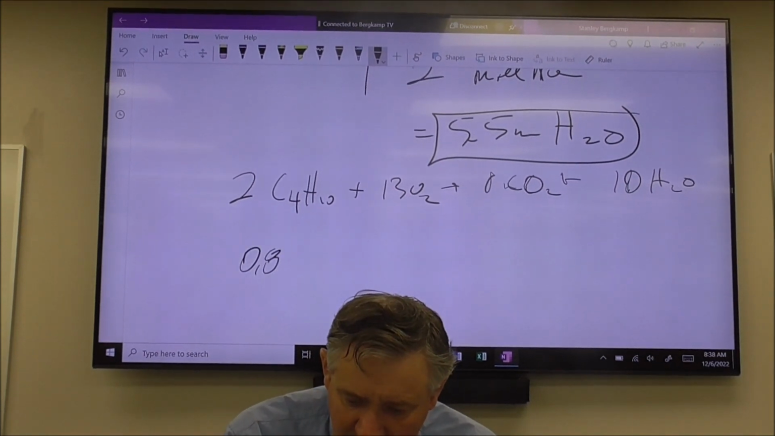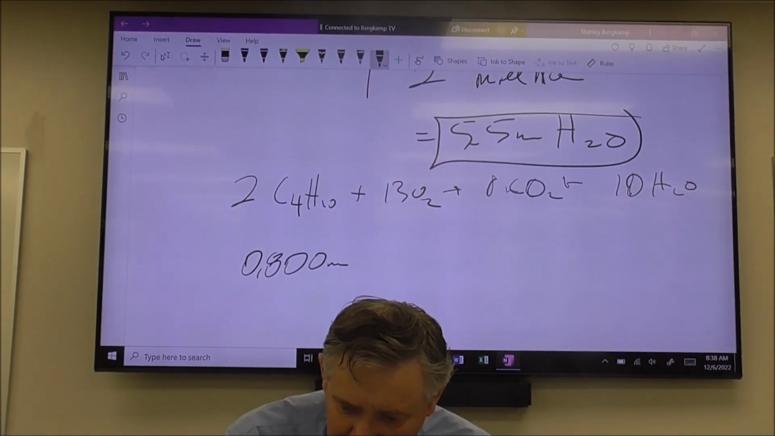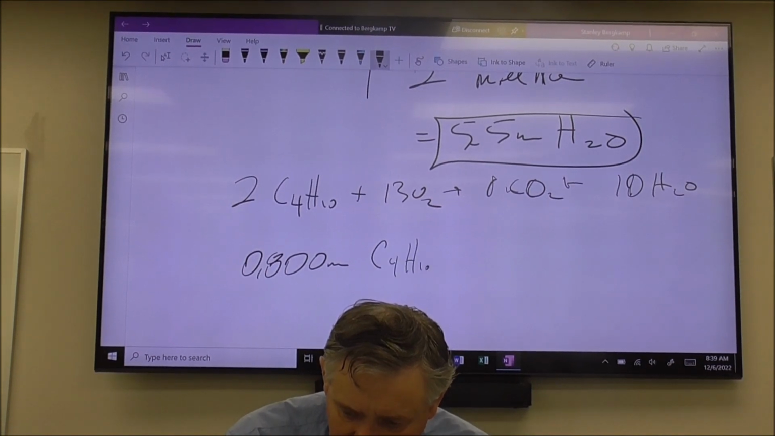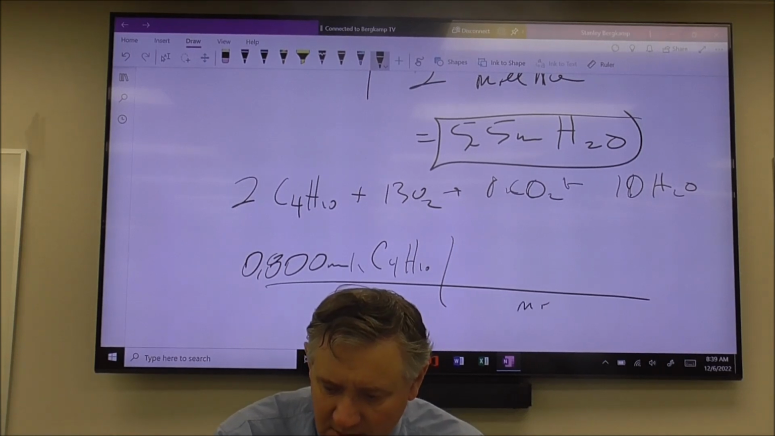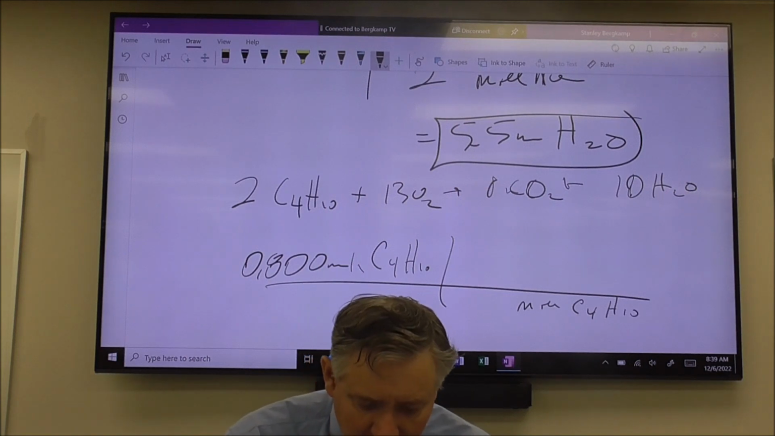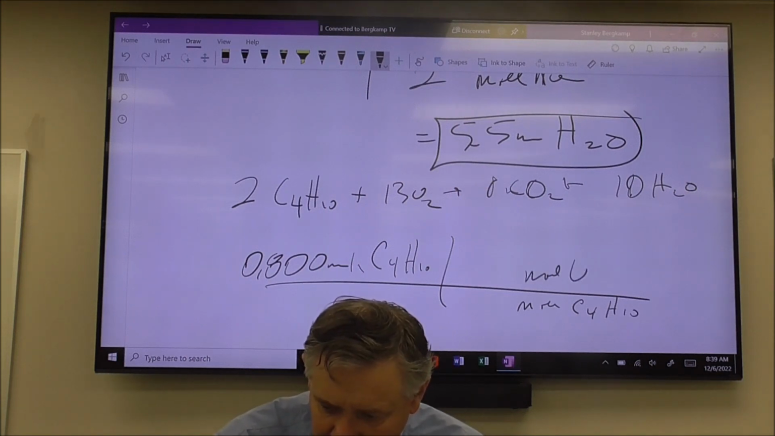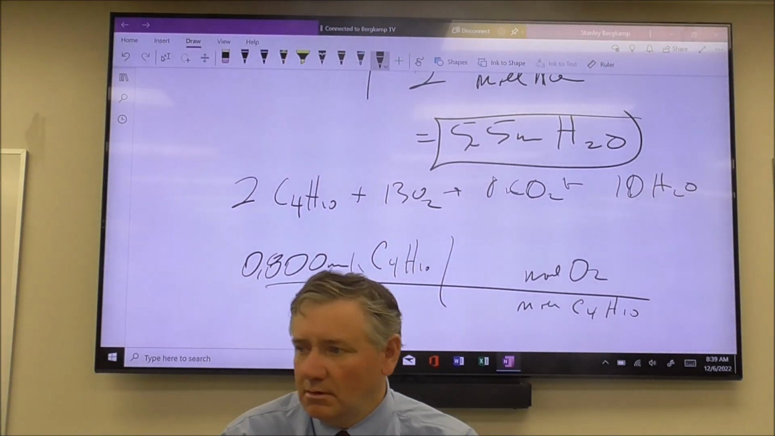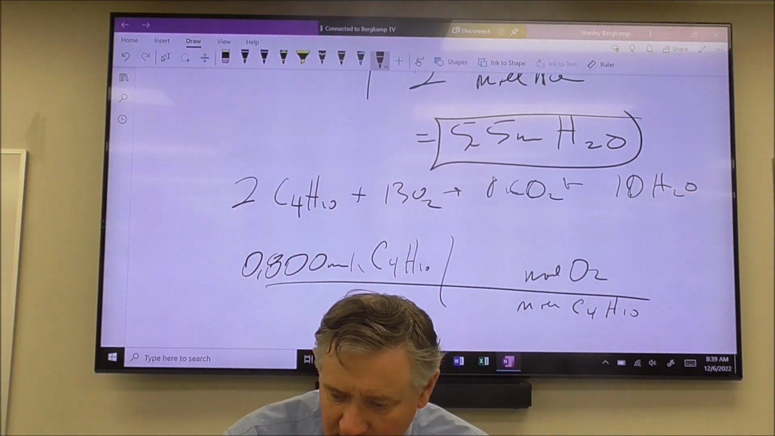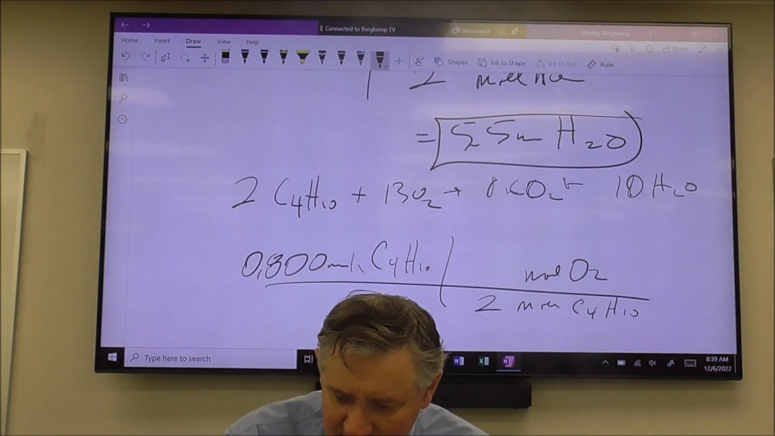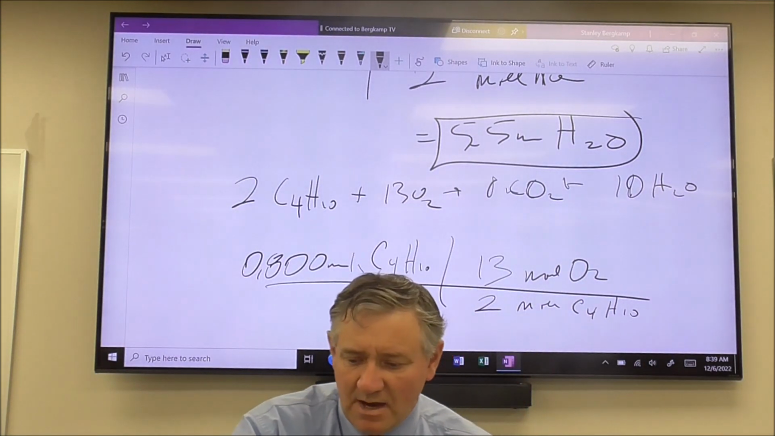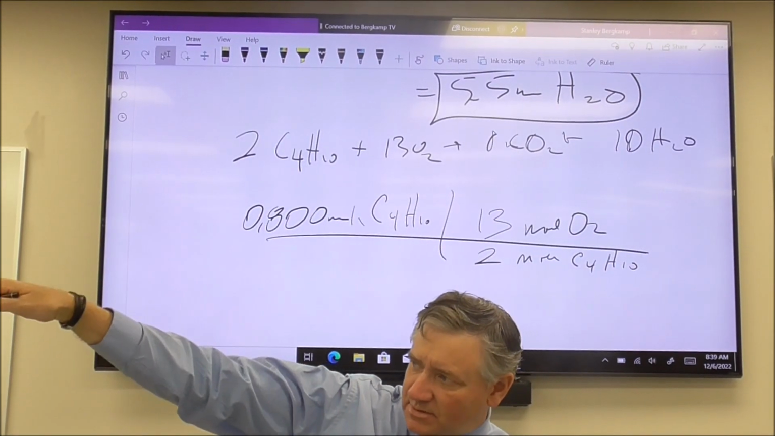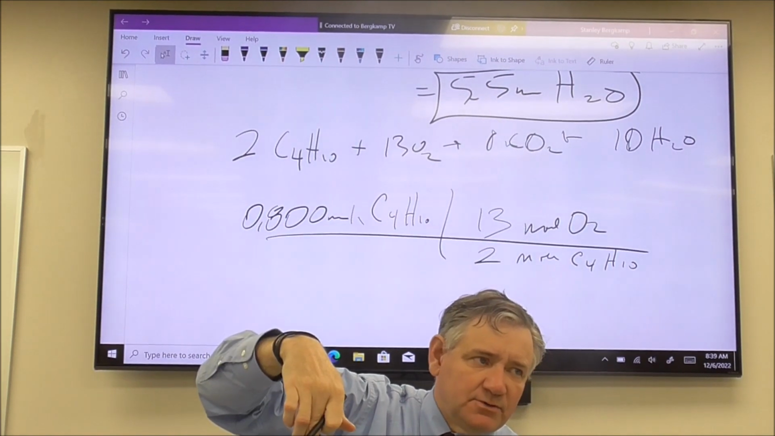I have 0.8 moles of butane, C4H10, okay? But it's the exact same process. I'm going to put moles of C4H10 down here. And in this case, I want moles of oxygen. Okay, that's cool. Now I go in front of the C4H10. There's a 2 there. In front of the oxygen, there's a 13. So the math is just a little bit more complicated. So now I'm just going to take 0.8 times 13 and divide that by 2.